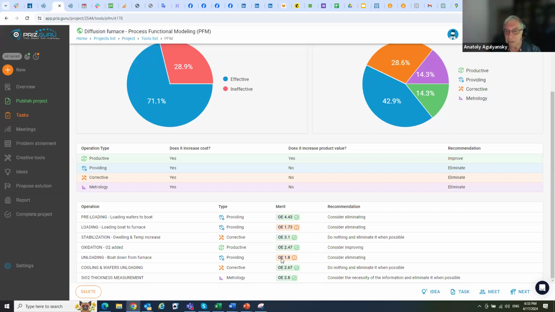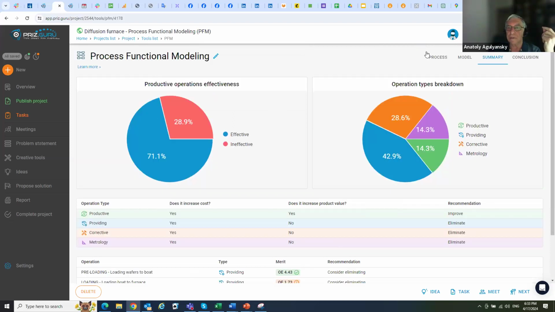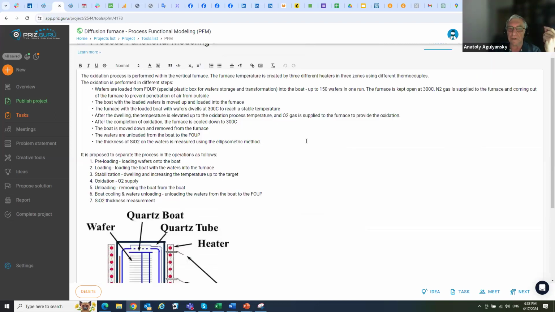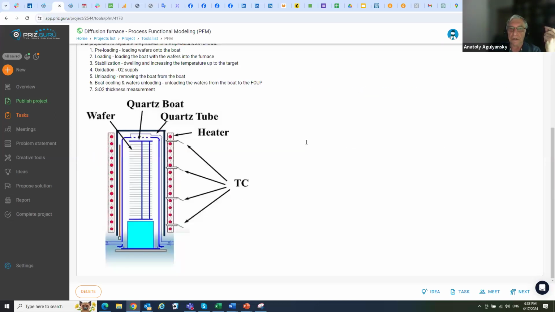We all understand it. These two operations are where wafers move, and in all the rest of the steps, wafers are not moved. I'm not talking about preloading. They move within the furnace. Okay, what happens? Can we create a model? We created a model very, very easily.